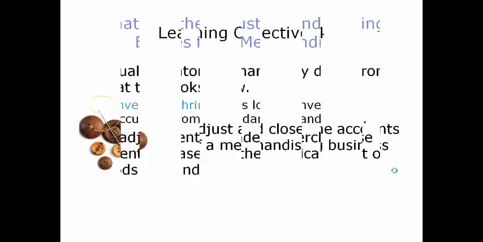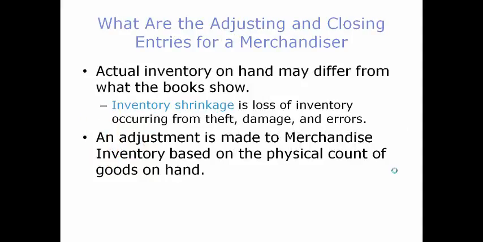Now to adjust and close the accounts, this is going to look very similar. You have a little bit of inventory shrinkage, which means that you go out and you count your inventory and you compare that back to your perpetual. And the difference between the physical and the perpetual is going to be some type of shrinkage. And it could be theft, damage, or just inventory errors. So theft in a retail business is going to be shoplifting, or it could be damage.